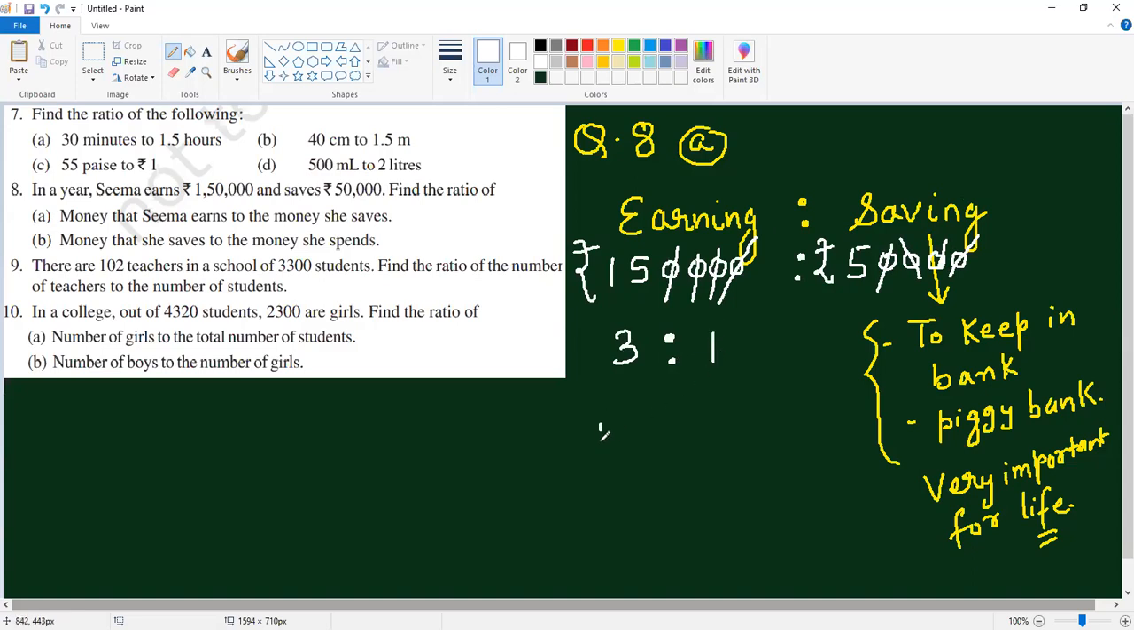3:1. Isn't it? Why? Because if you divide 15 by 5, and if you divide 5 by 5, so this will become 3, and this will become 1. So this is the answer.